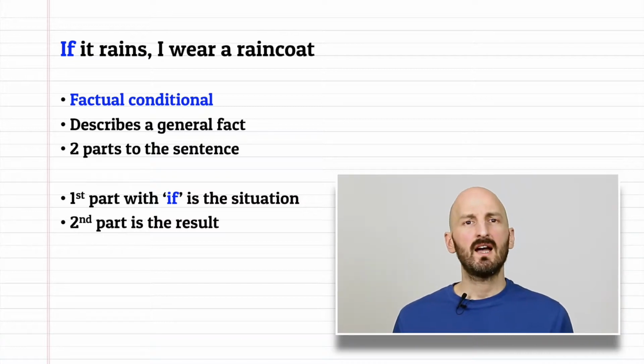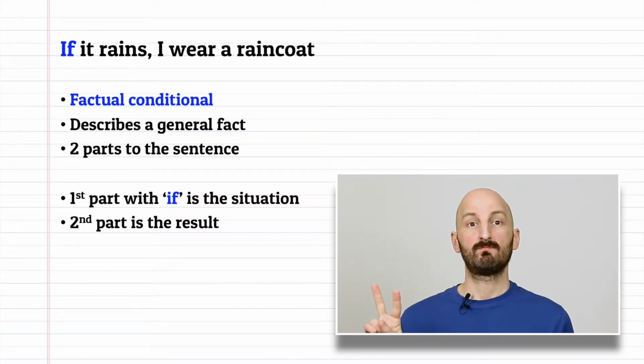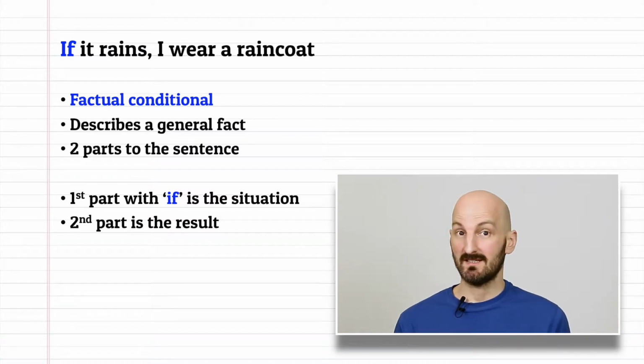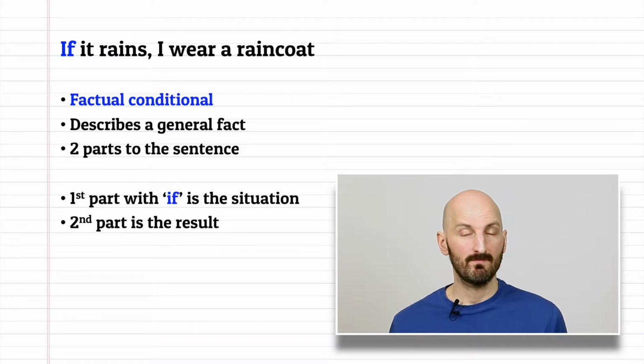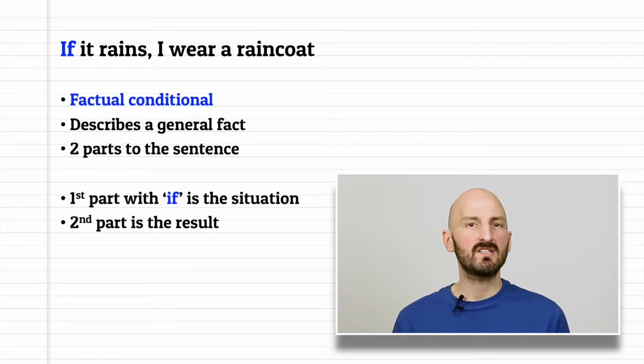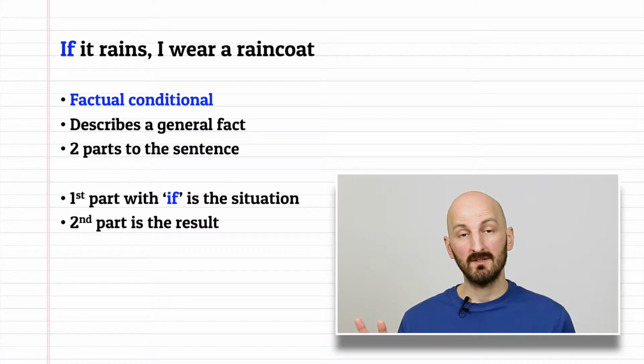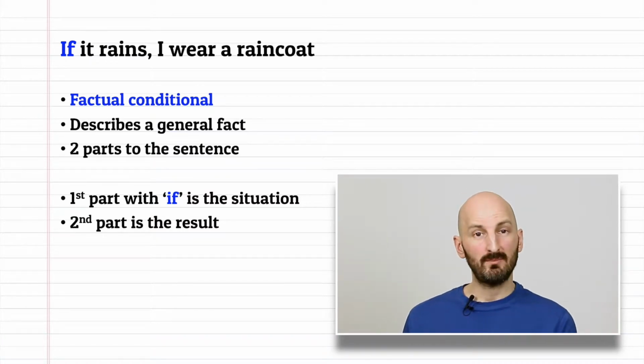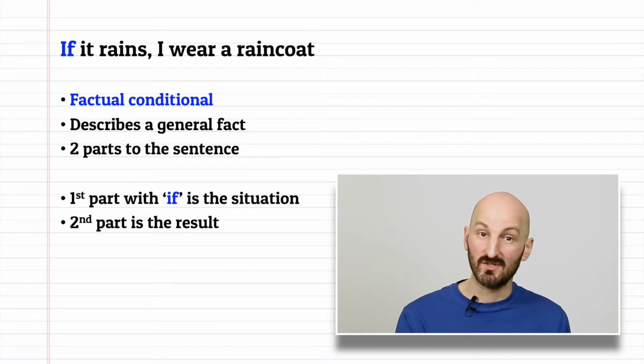So let's think. How many parts to the sentence? 2. Are they connected? Yes. Which part describes the situation, the part with if? Which part is the result of the situation, the part without if, the second part? Is it a single event or general fact? It's a general fact. This means conditional sentences describing facts have 2 parts, the if part and the result part. When the if part happens, the connected part is the result.